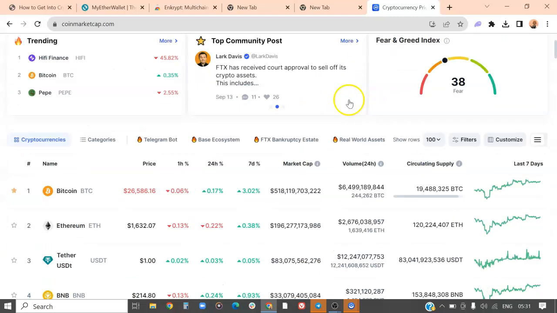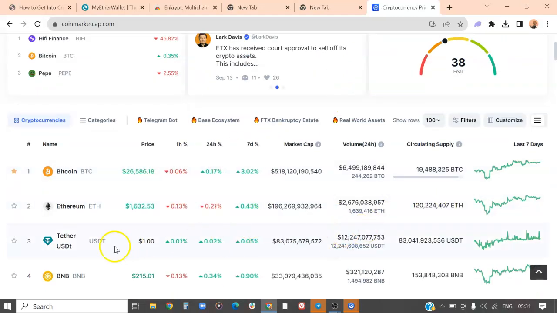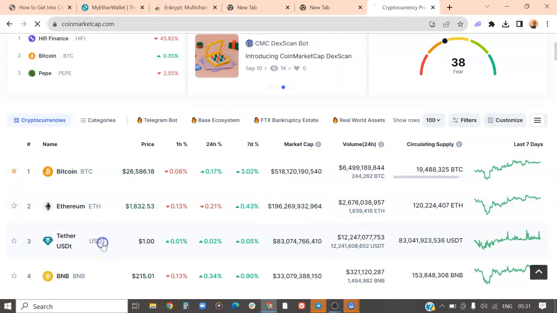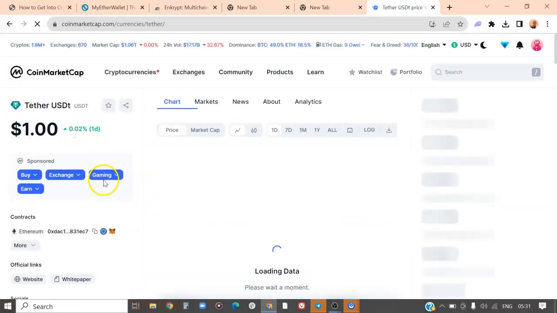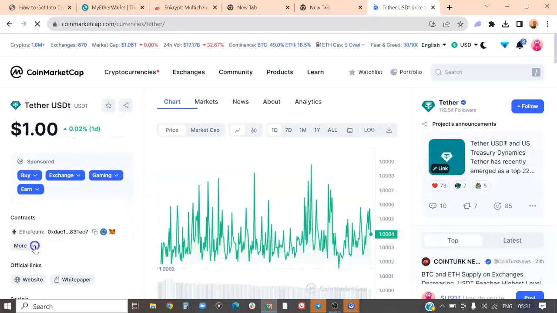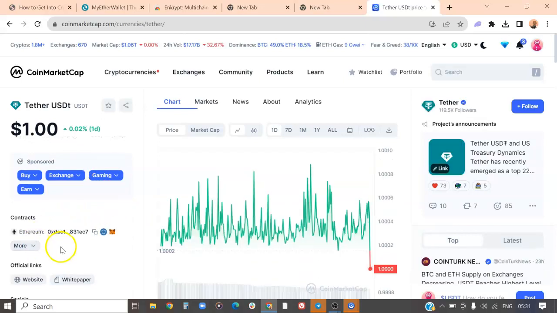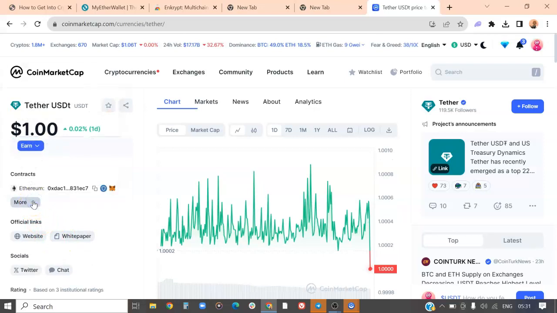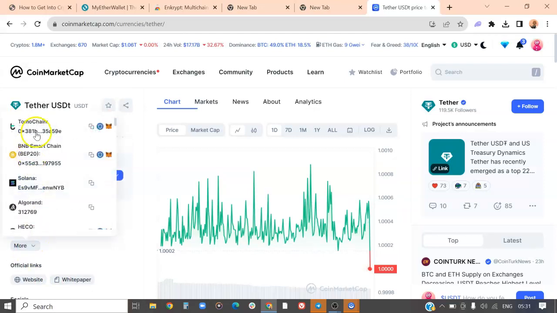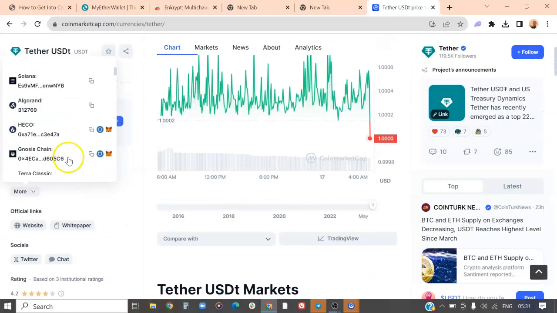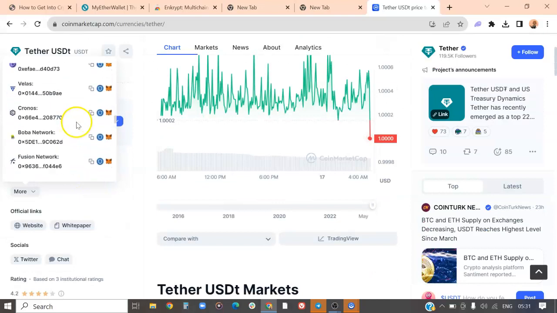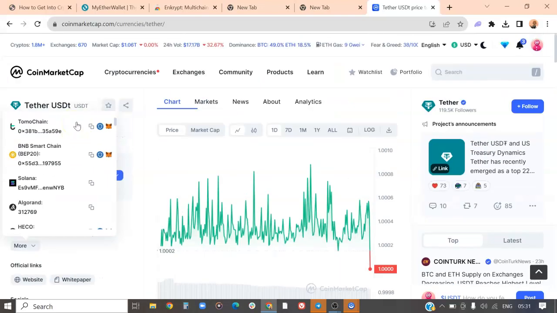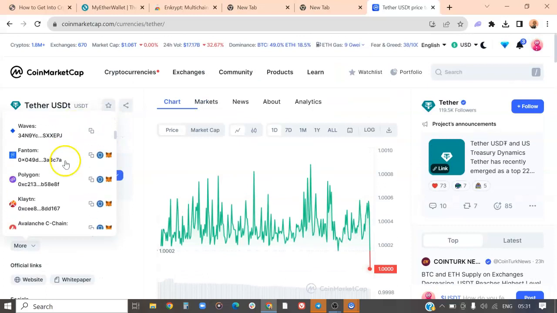So let me search for USDT. There's no point searching for it, it's the number three crypto in the world. So click on USDT right now, then scroll down. If you scroll down, you see more. More will show you available contract addresses. Can you see that? Tomo chain, BNB chain, Solana, Algorand. You can see it has contract addresses across several blockchains. The one that you're looking for, just scroll down and search for it. Okay, I want to search for Polygon now. I'm going to go right here and copy it. Look at this, copied.